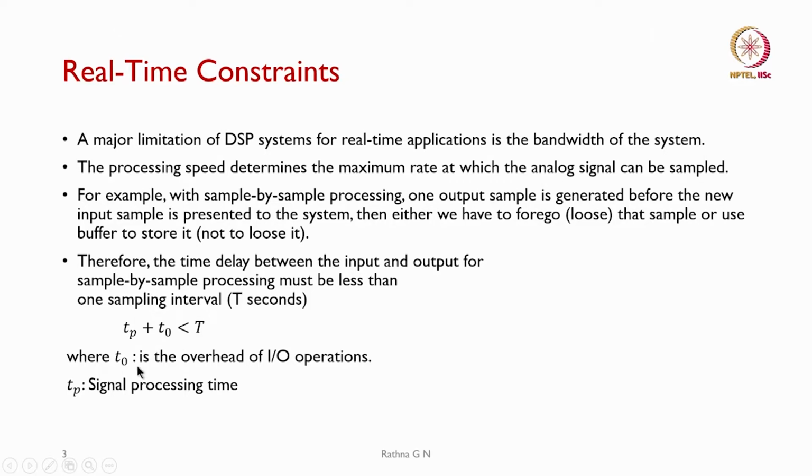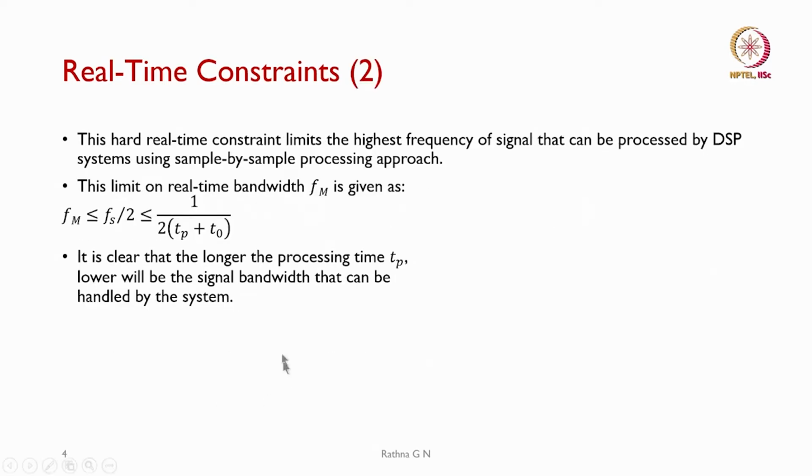As it is defined, TO is our overhead for IO operations, that is the time from when the data comes from the input till the output goes to the system or wherever you are storing it. And TP will be our signal processing time, the algorithm which you are going to incorporate in your computation. So, the other constraint we are going to see.